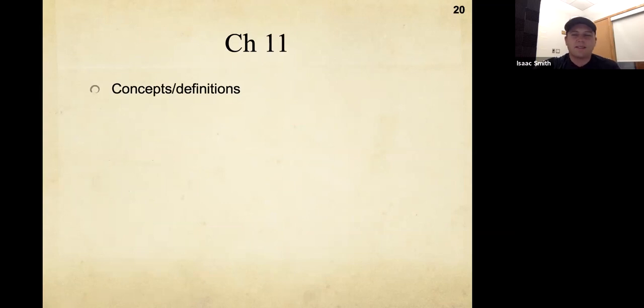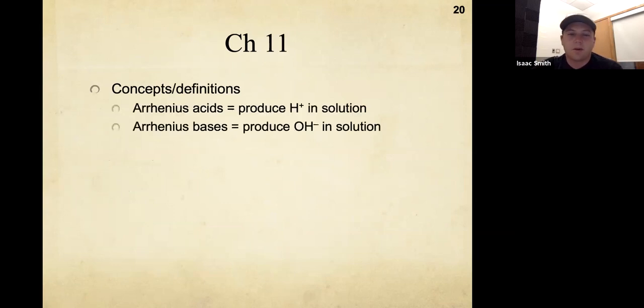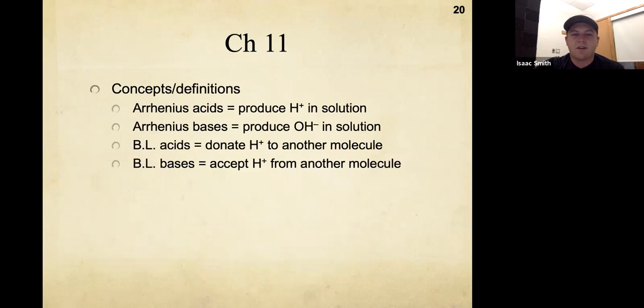Okay, chapter 11, we just kind of started this. This is acids and bases. So there's only 2 lectures on acids and bases in the 3rd exam, but they're important ones. So we talked about Arrhenius acids versus Arrhenius bases, how acids produce H plus in solution. It's an electrolyte that produces H plus, and Arrhenius bases are electrolytes that produce OH minus. Bronsted-Lowry acids donate protons, and Bronsted-Lowry bases accept protons.